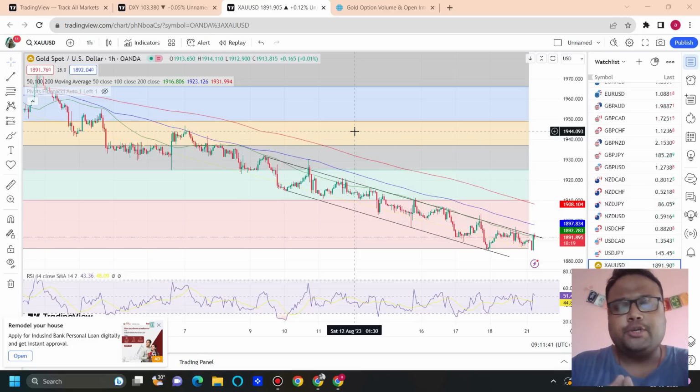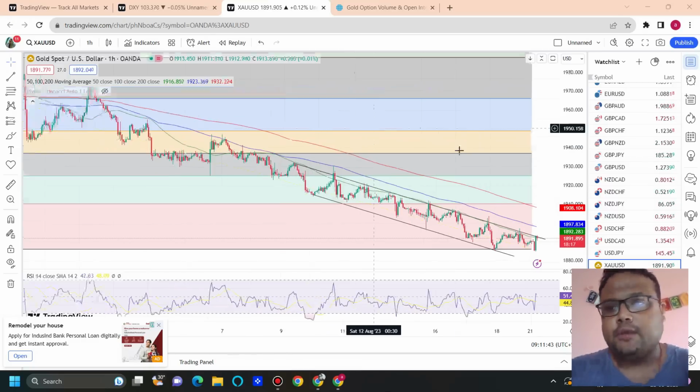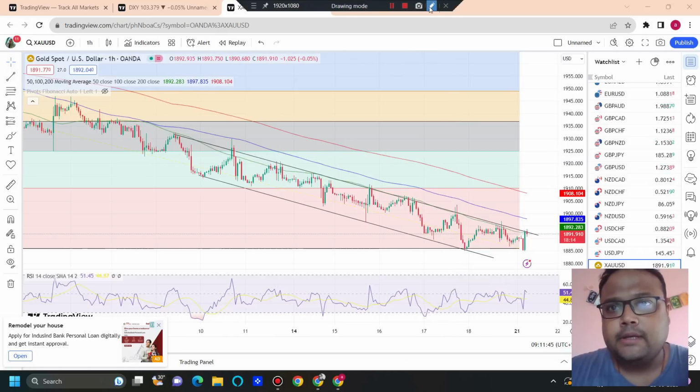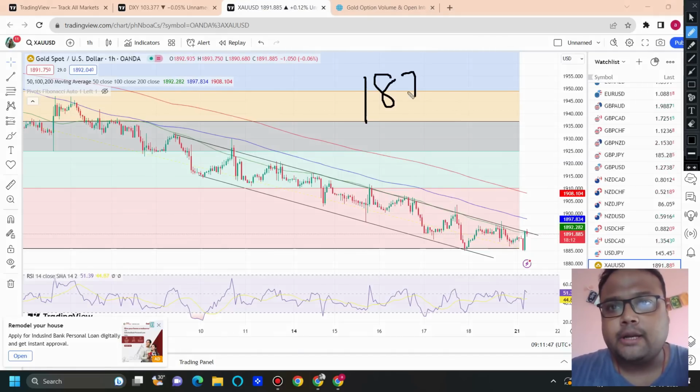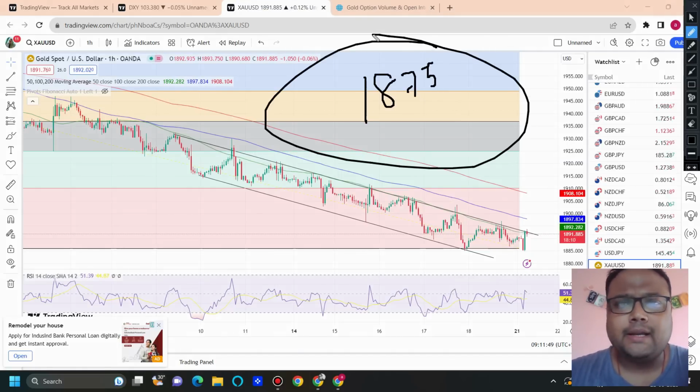This must be your question right now. If the market drops, then obviously we can look for some support around 1875. If the market takes support around the 1875-74 level and bounces, we can go for a buy position.